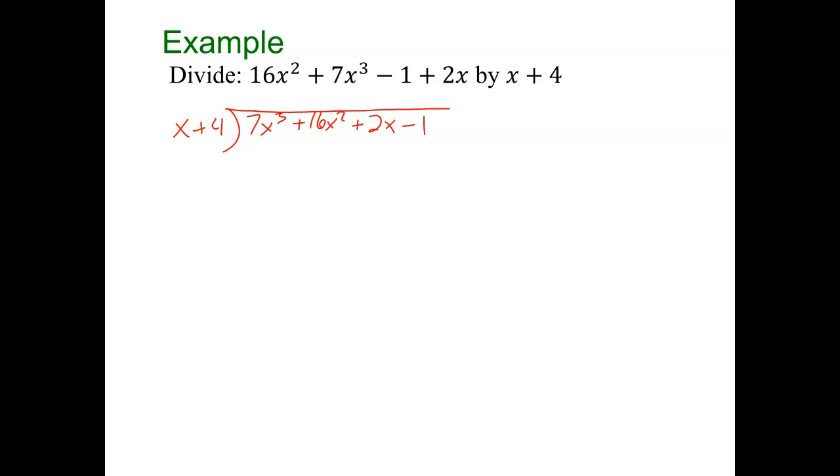Step 1, divide. 7x to the third divided by x, 7x squared. Step 2, multiply. 7x squared times x plus 4, 7x to the third plus 28x squared. Step 3, subtract. That cancels. 16 minus 28, negative 12. Step 4, bring down the 2x. Okay? And then repeat. Do it again.